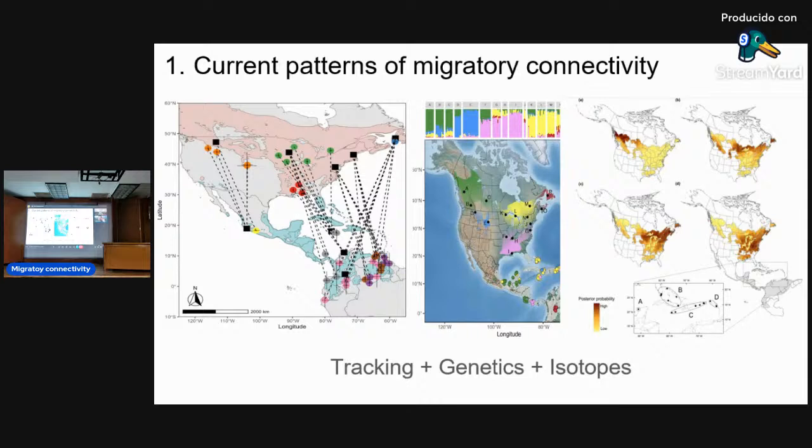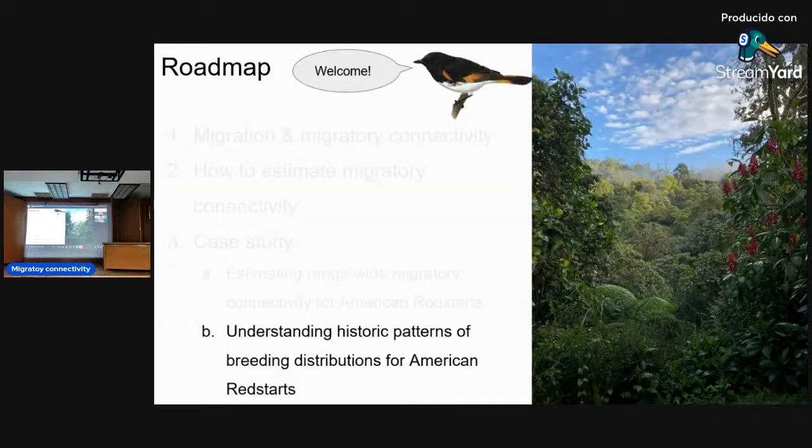And this is really important because now we can use this information to understand how distributions have changed in the past and how they might change in the future. And I'll pause there for any questions.